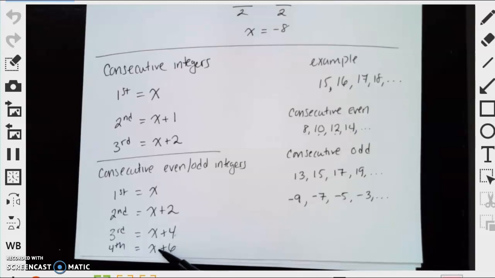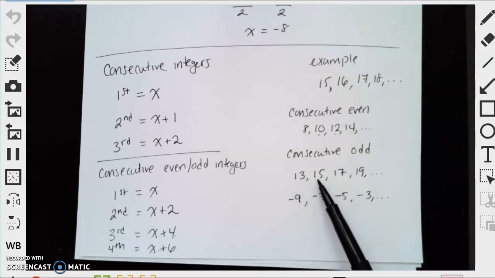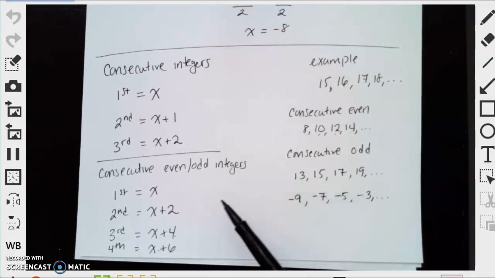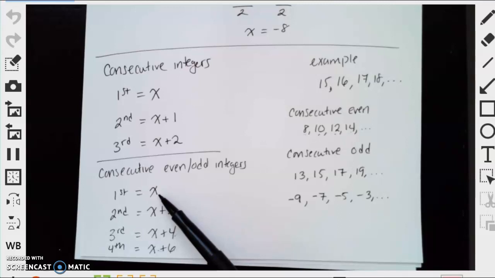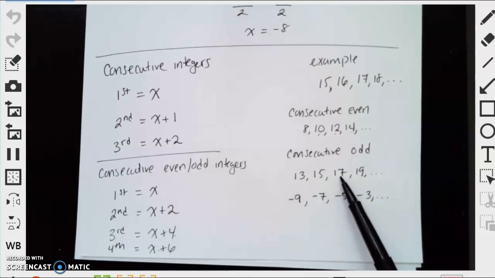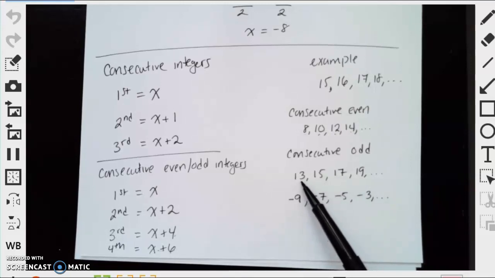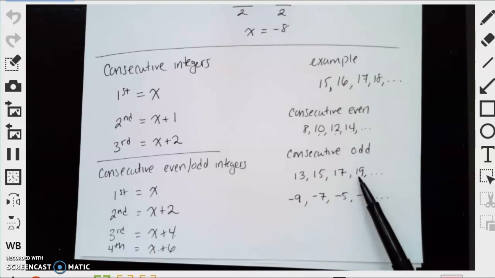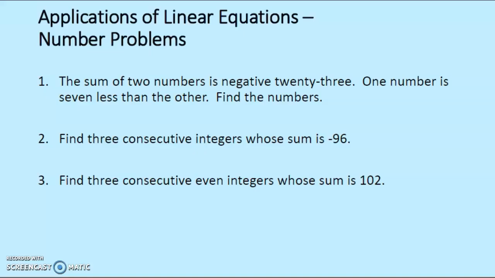Right? All of these go back to that first number. Even if you have an odd beginning number, for the next consecutive odd, you continue to add 2. So my first one is 13. The next one would be 15. Add 2. The third one is 4 more than the first one. The fourth one is 6 more than the first one. That's this expression here. So we're going to use that in the next 2 examples.